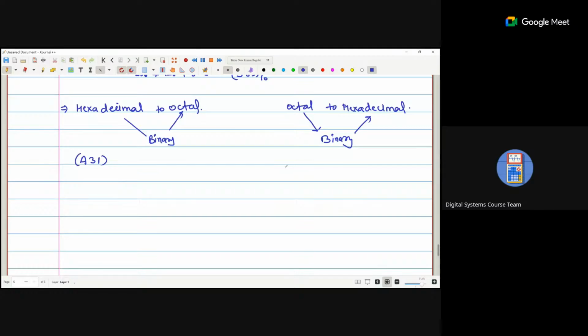A31 into the octal. So A is 1010, 3 is 0011, and 1 is 0001. Now create a group of 3. 1, 2, 3, and 4. So it is a 5, 0, 6, 1 base 8.